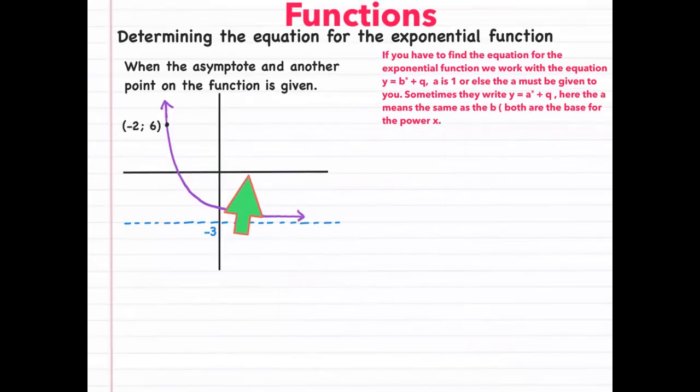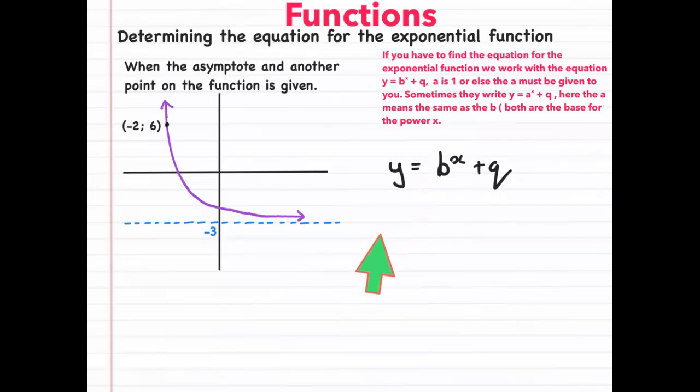Now here is another example where we want to determine the exponential function, and I already know a couple of things here. The asymptote is minus 3, so remember what I said. If we have to determine an exponential function, we always just work with y equals b to the power of x plus q. There is no a, okay? Otherwise they have to give you that a. So in this case we assume that it's only a 1.